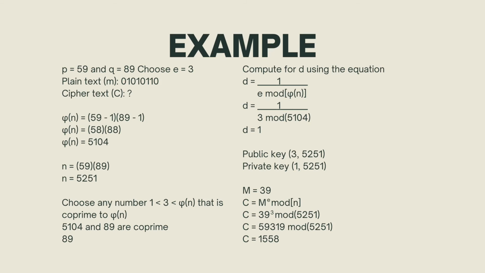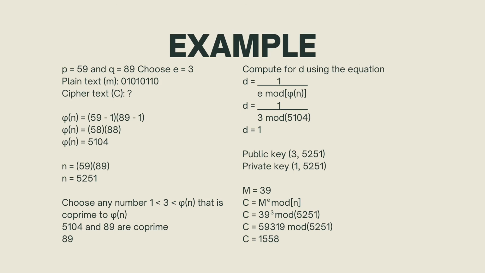Then now, we have to compute for d using the equation d equals 1 divided by e times mod phi n. Putting in the values, we now have d equals 1 over 3 mod 5,104. Solving for 3 mod 5,104 will get us 1, and 1 divided by 1 is also equal to 1. So now, we have the value of our d. Now that we have the value for our d, we can now have our public key and our private key.